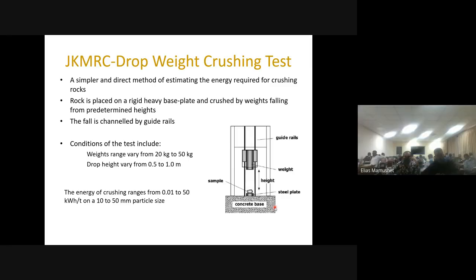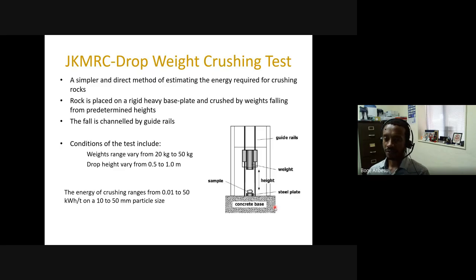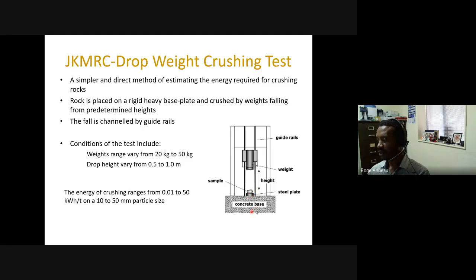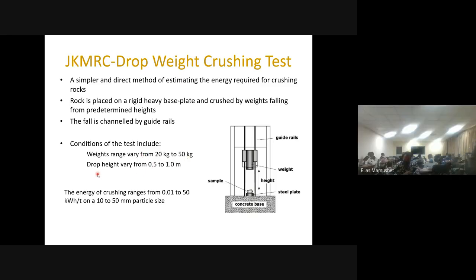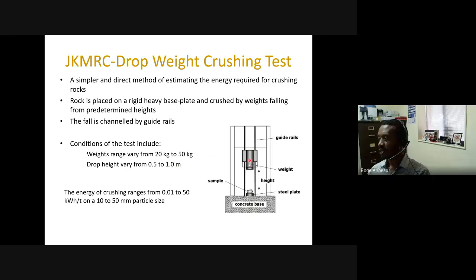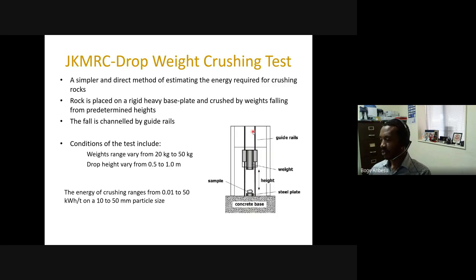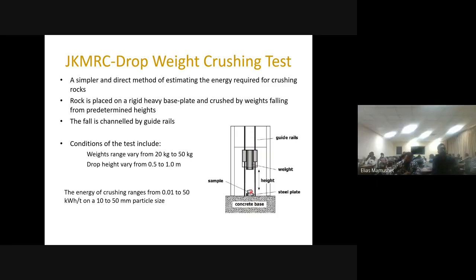In the drop weight test, we do it slightly differently. Again, we put the sample, so this is again a single rock unit, on a plate, usually on a stage, a concrete base, and we drop a weight on the sample. This weight could be anywhere from 20 kilos to 50 kilos, and the height from which it is dropped could be up to 1 meter. So it comes down, smashes the rock, and breaks the rock.